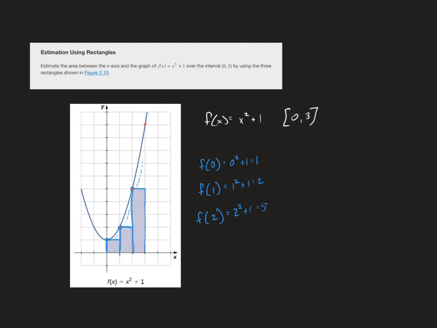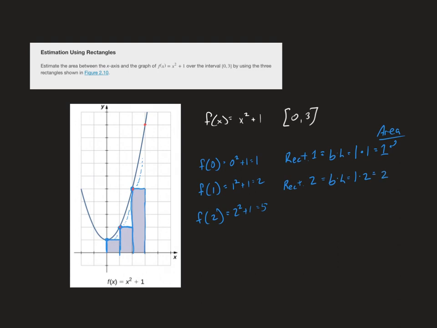So why did I need those 3 numbers? Well, for each of the 3 rectangles, I need a base times a height, right? So if I'm just going to label it like this, rectangle 1, equals base times height, the base is 1, and the height is 1, so the area is 1. This is the area. All right. For the second rectangle, rectangle 2, base times height, the base is 1, the height is 2. 1 times 2 is 2.